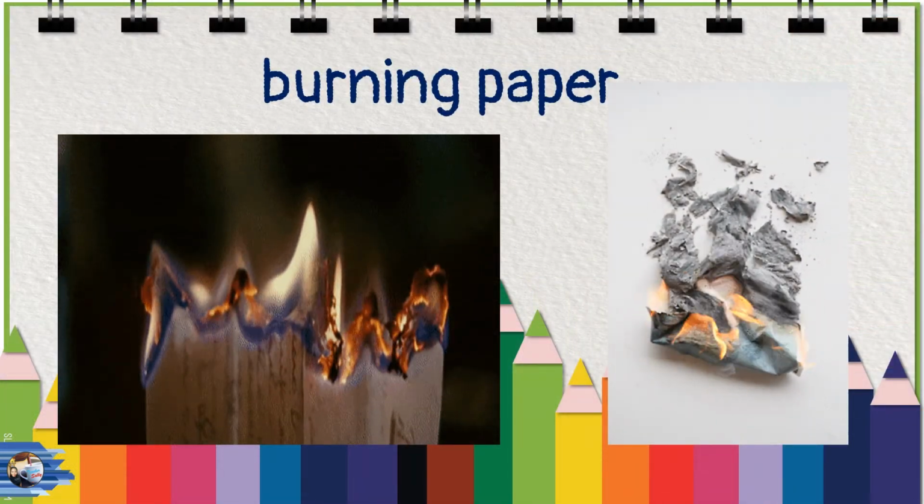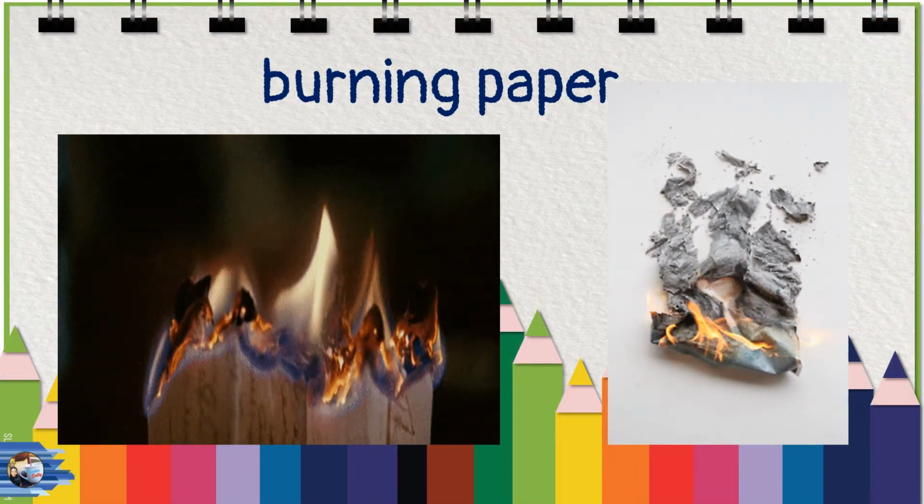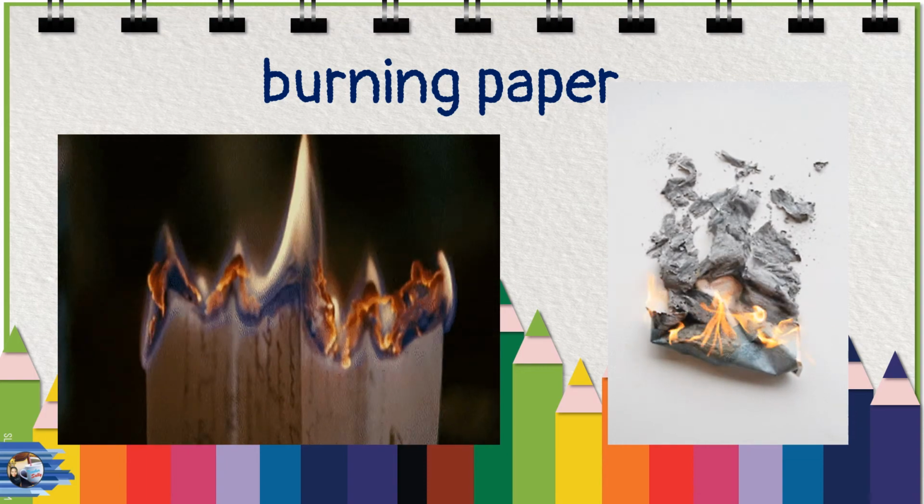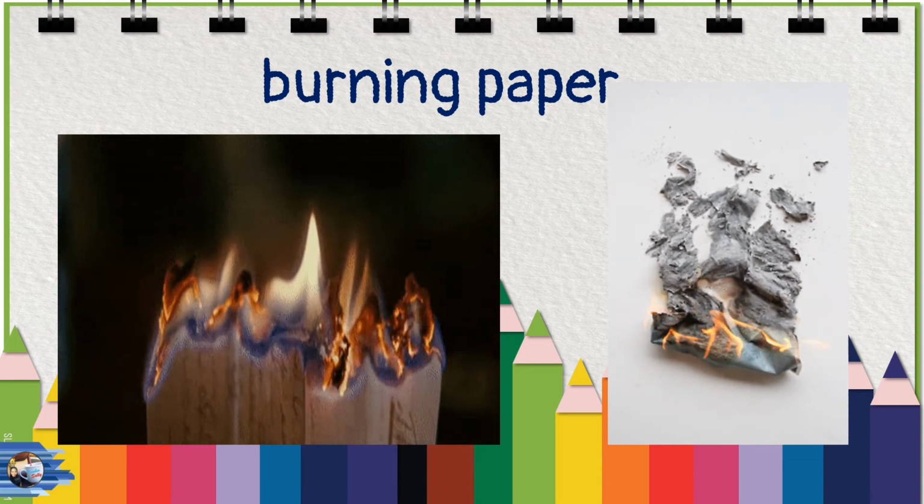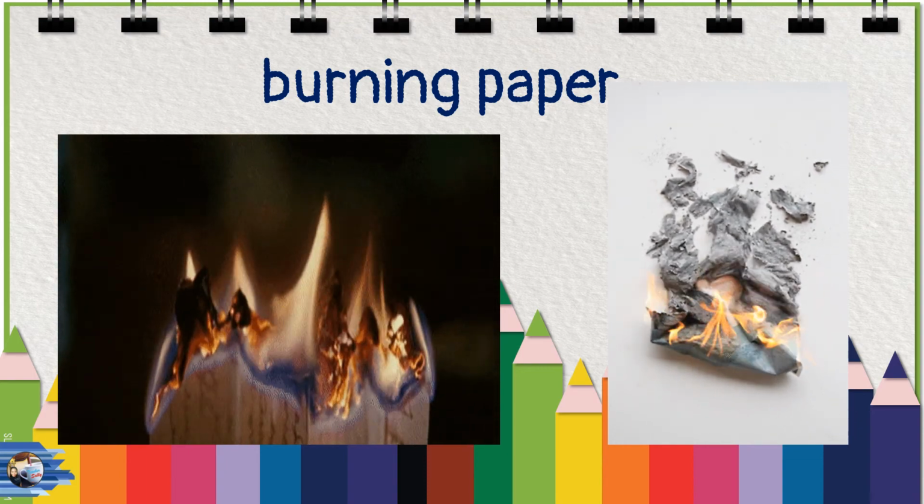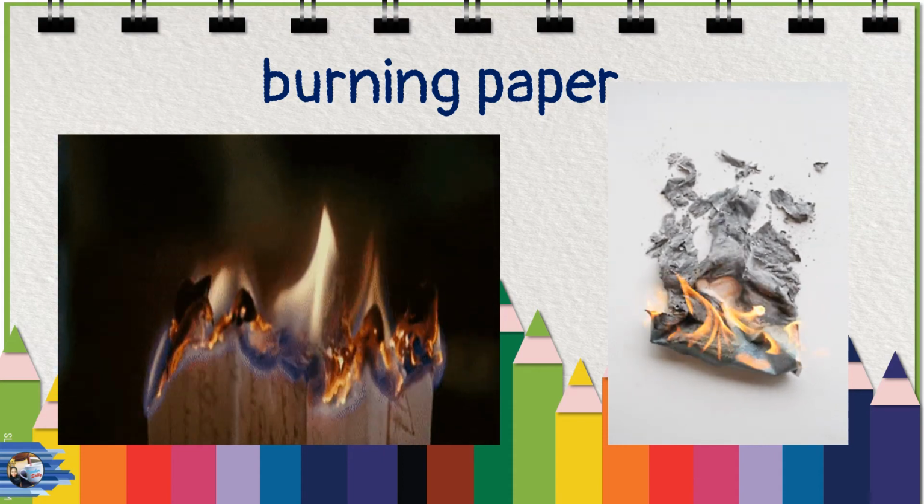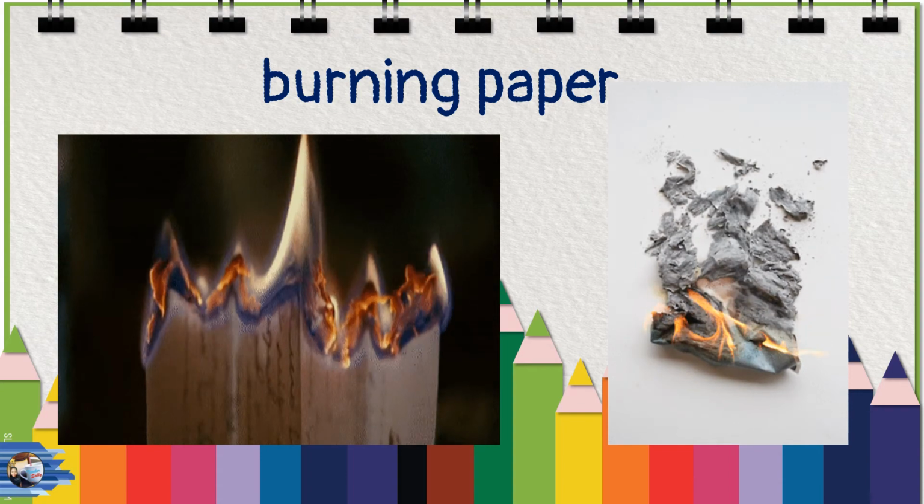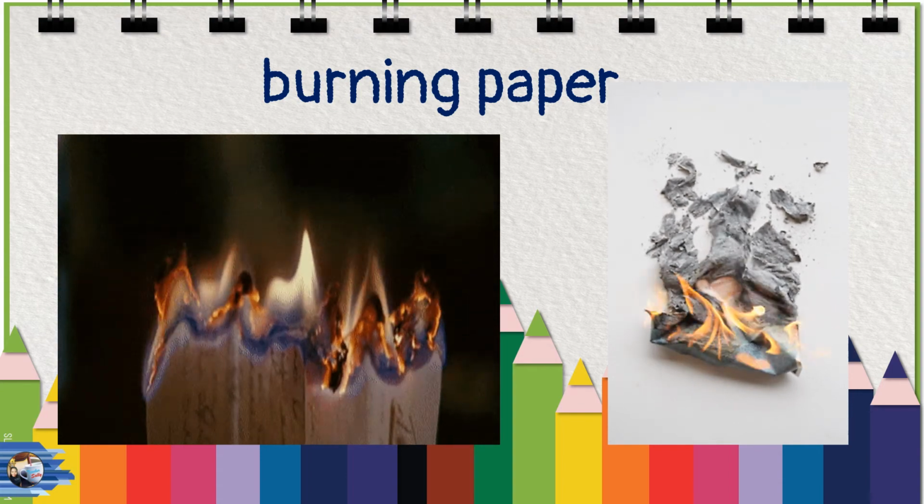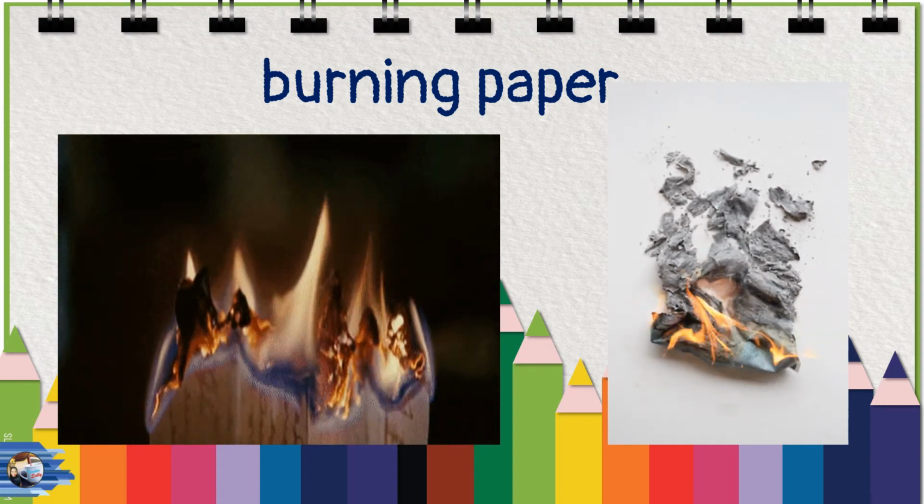The piece of paper becomes black when it is burned. Then it turns into ashes. Ashes cannot be changed into paper again. The materials of which ashes are made are not the same as the materials in the paper. A new material is formed when a piece of paper is burned.